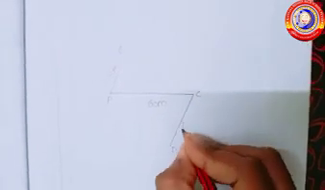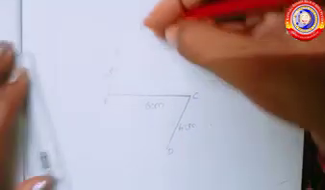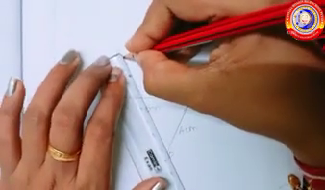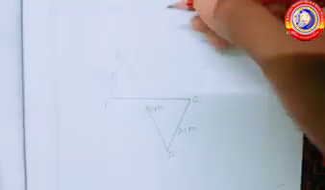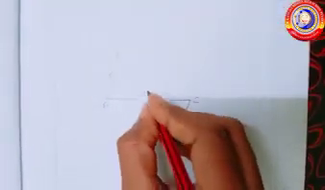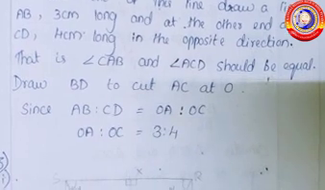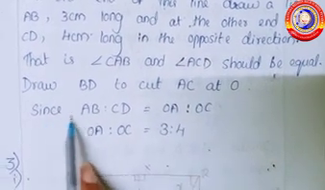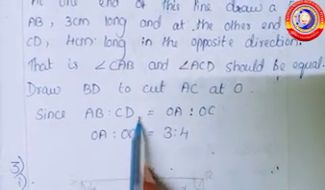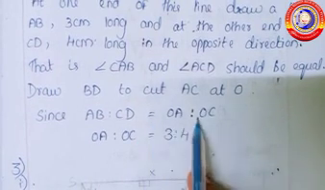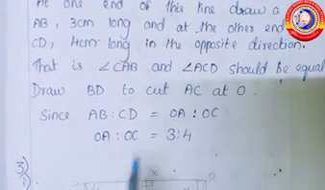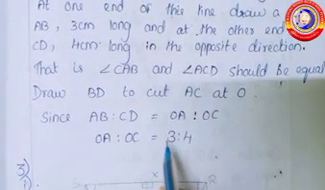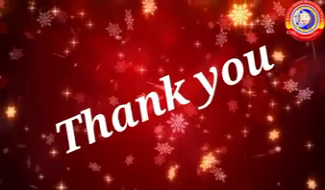Now draw BD to cut AC at O. Since AB is to CD is equal to OA is to OC, and the value of AB is 3 and CD is 4, OA to OC is 3:4. Hence, we have proved the question. That's all for today. Thank you.